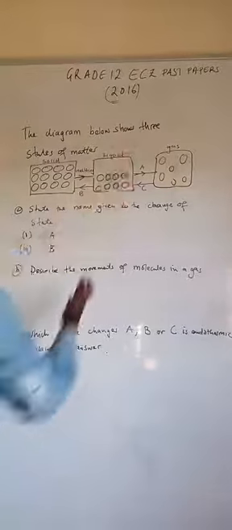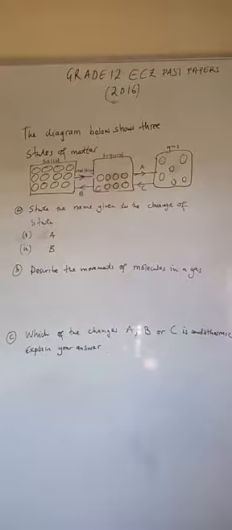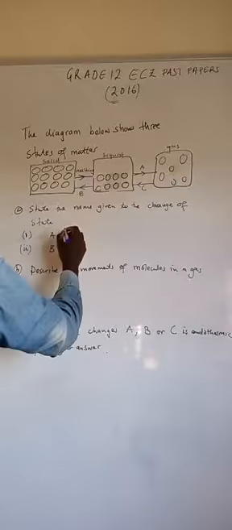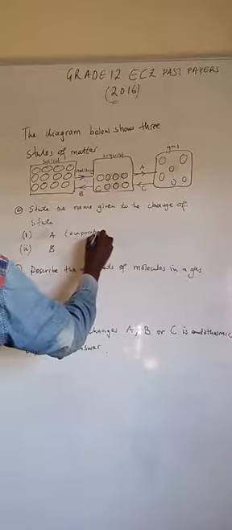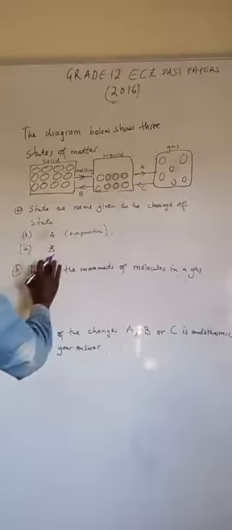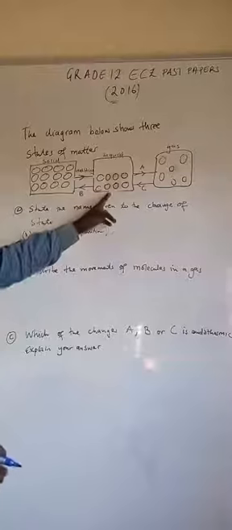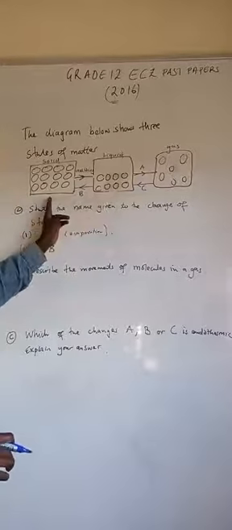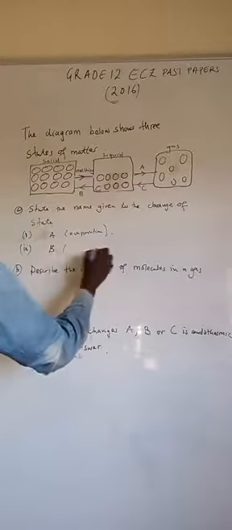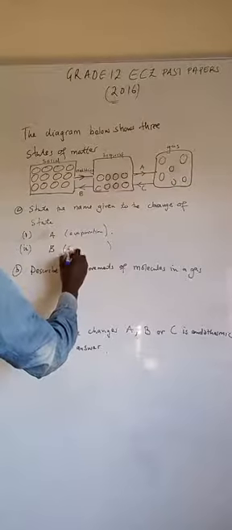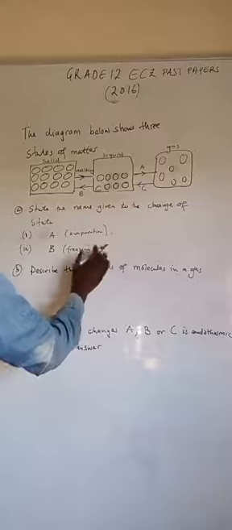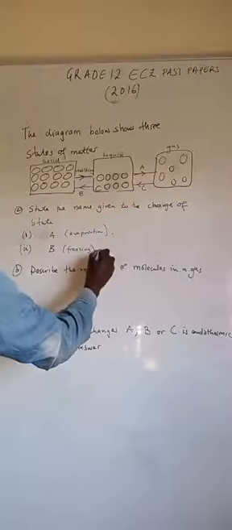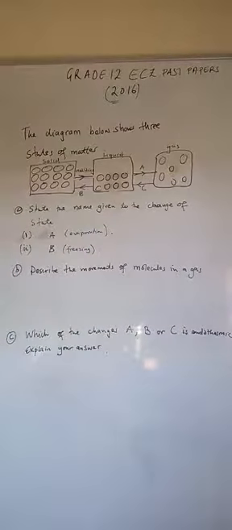Liquid to a gas. What change of state is that? What process is that? Evaporation. So A is actually evaporation. What about B? B is from a liquid to a solid. This is called freezing.